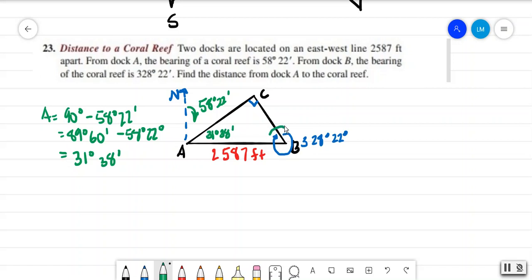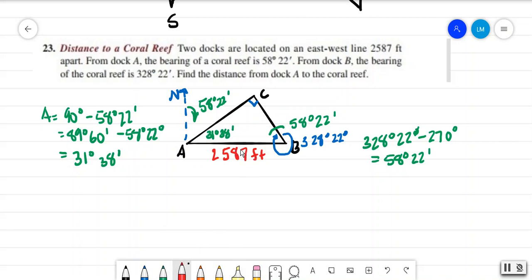So let's just put that right there. So that's 58 degrees and 22 minutes. And the way that I got that was I took 328 degrees and 22 minutes and subtracted 270, because I could see that from here to here that's 270. So the remainder is the 58, which gives me 58 degrees and 22 minutes. Now, the question being asked is actually the distance from A to B. So that means that this is going to be B.